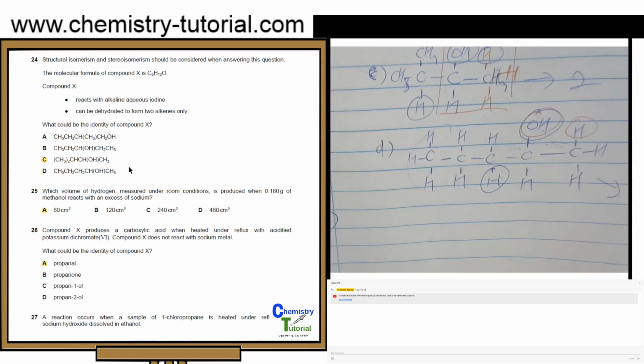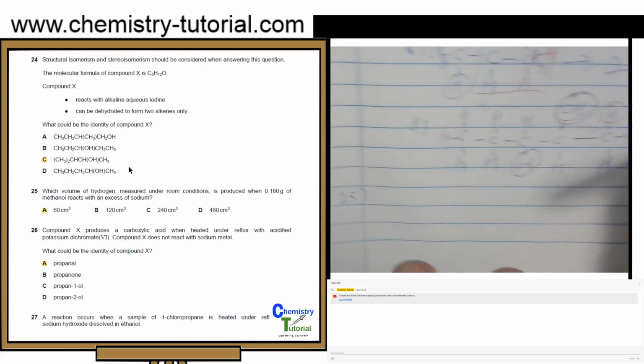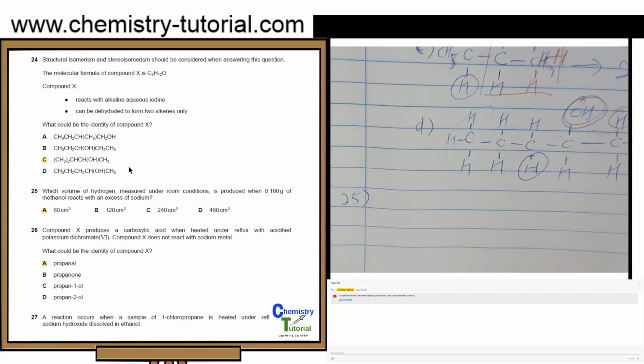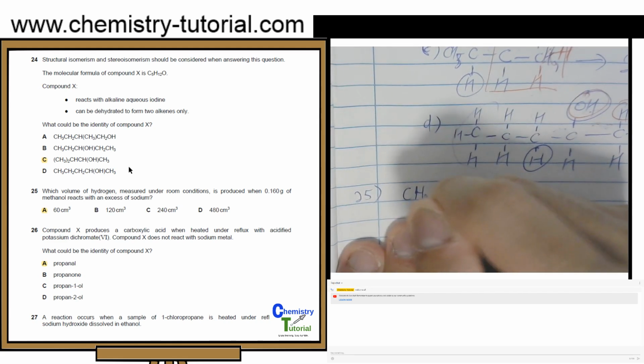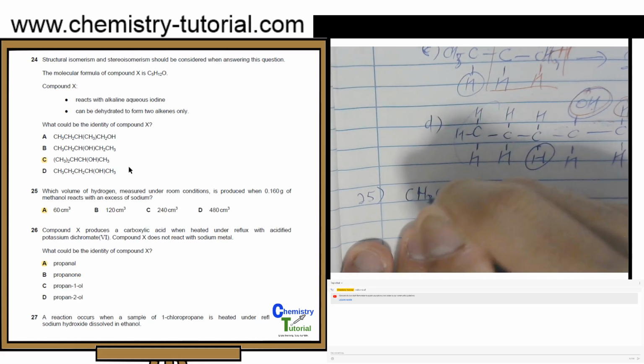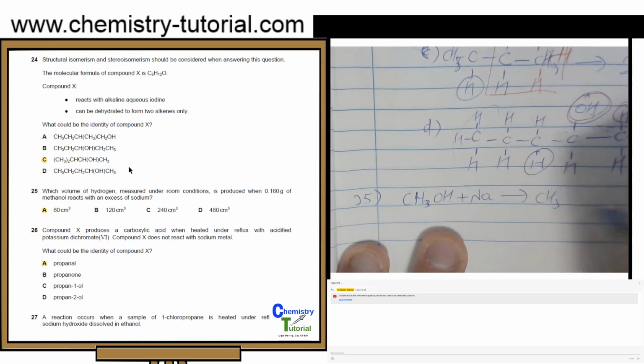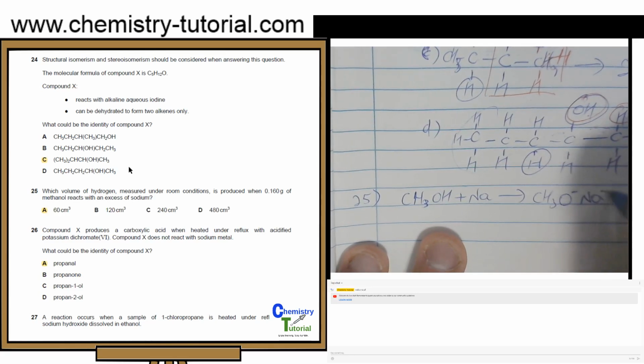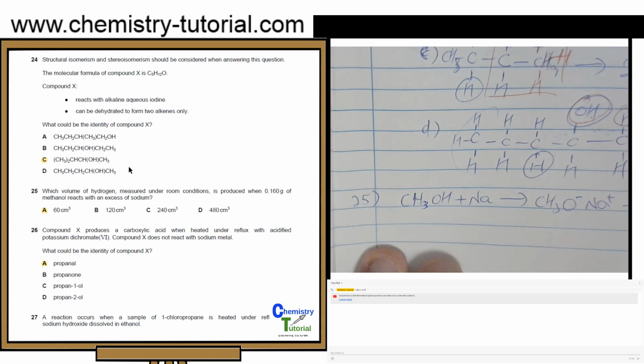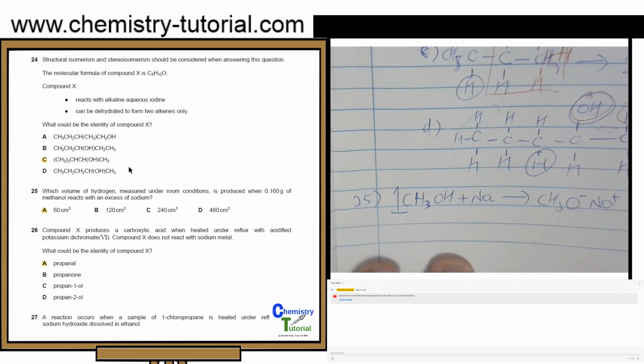Let's look at question 25. Which volume of hydrogen measured under room conditions is produced when 0.160 grams of methanol reacts with an excess of sodium? So now let's write our equation first. CH3OH, this is an alcohol, and alcohol can react with sodium. This is known as a redox reaction. Some people call it reduction of alcohol, but there's evolution of hydrogen gas. So 1 mole of alcohol will produce half a mole of hydrogen gas.